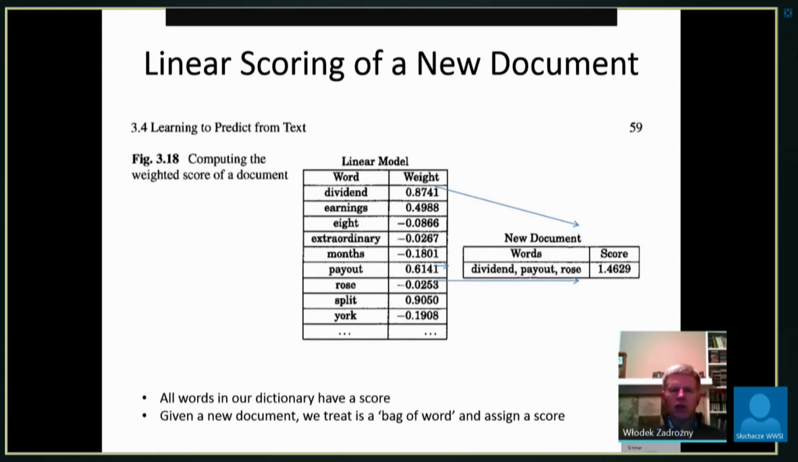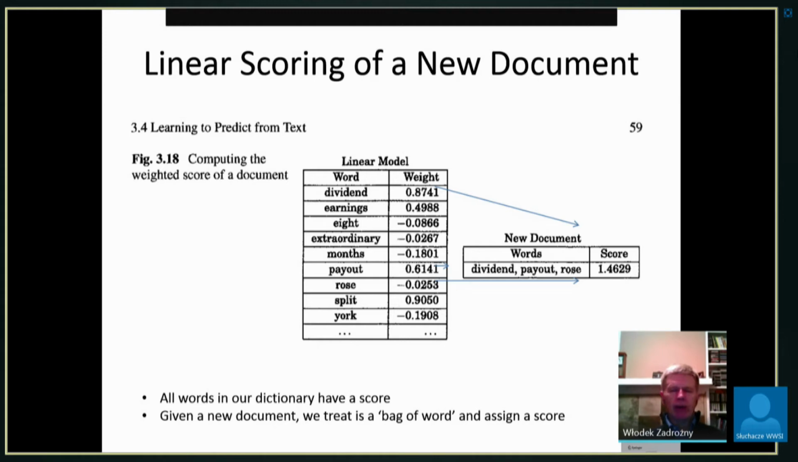So all words in our dictionary would have a score. Some scores can be positive, some can be negative, and given a new document, we just treat it as a bag of words and assign a score by summing. So this is the linear model. We are adding, we are not multiplying.